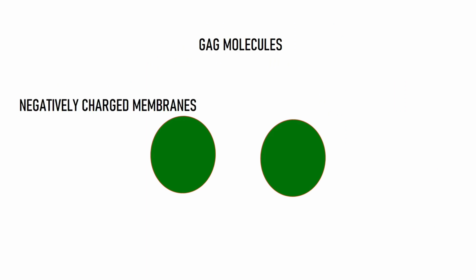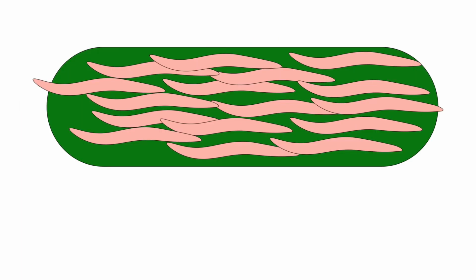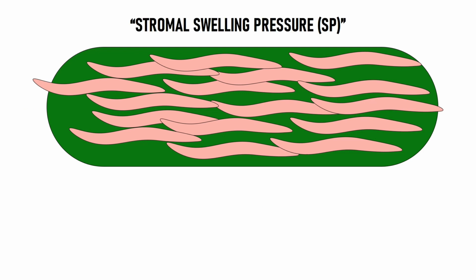Apart from their hydrophilic nature, these glycosaminoglycans also have negatively charged or anionically charged membranes. This negative charge causes two glycosaminoglycan molecules to repel each other, creating more space in the corneal stroma for water to seep in. So the negative pressure that develops in the stroma due to these processes is known as the stromal swelling pressure or SP.